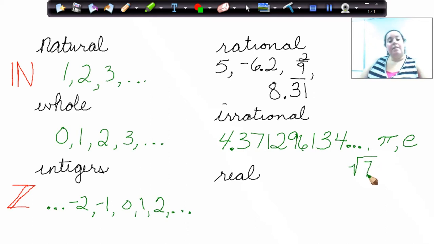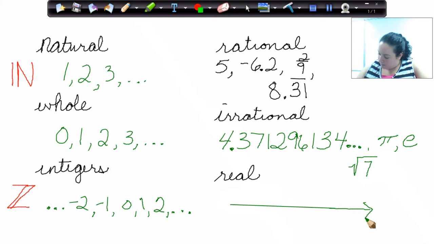Okay, and then what are the reals? The reals are the whole number line. Whole might be confusing. Let me say entire number line. Everything on the number line is a real number.